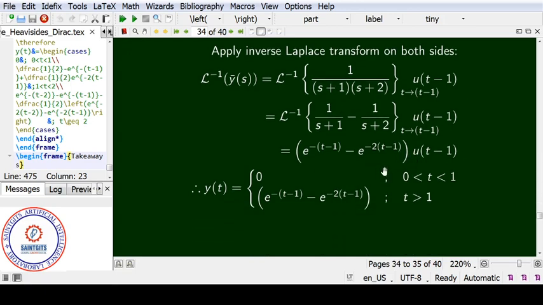I can rewrite this in the form of a multiple valued function, because this u of t minus 1 depends on t equal to 1. So I split it into two sub intervals, those values less than 1 and those values greater than 1. When t is less than 1, t minus 1 is negative. So u of a negative value is 0, and 0 into this term is 0. When t is greater than 1, t minus 1 is positive. U of a positive value is 1, so 1 into this expression. That's all.